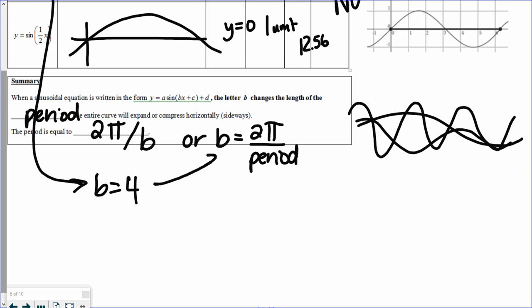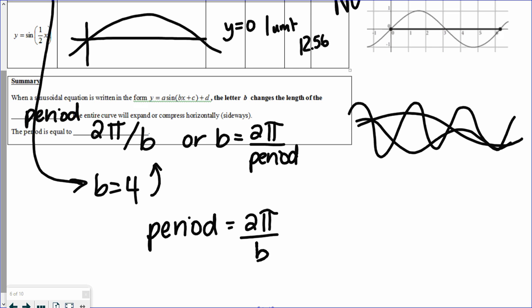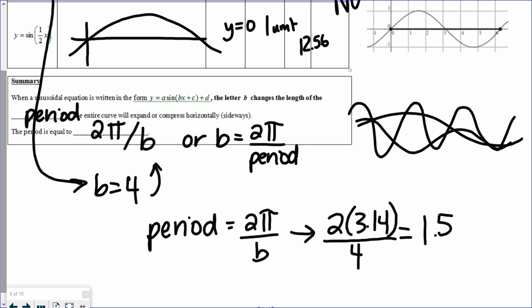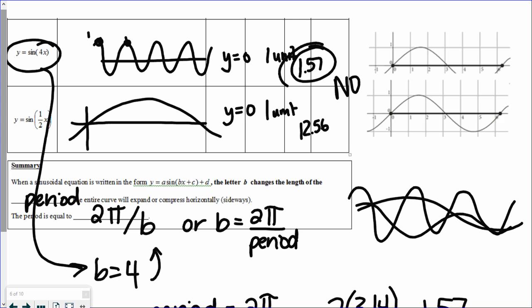And as we have written here, b is equal to 2 pi divided by the period, or, whoops, I probably actually want to use this formula since I have b. So period equals 2 pi divided by b. So 2 times 3.14 divided by 4. When you put that in your calculator, you should get 1.57, which is what we had up here, 1.57. So the length of the period was 1.57.